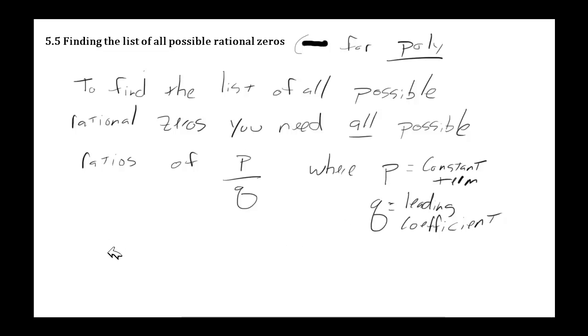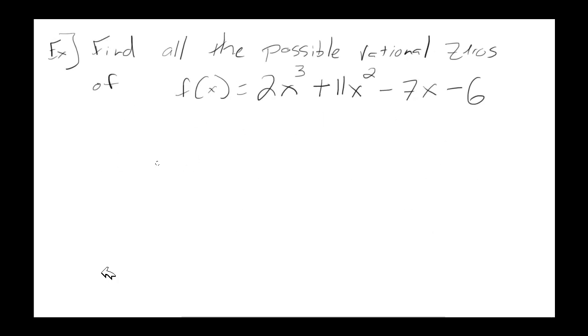So we're going to take a look at one example of how to do this, and then I think you should have the idea. Okay, so here's our example. We're going to find all the possible rational zeros of this polynomial. So I have f of x equals 2x cubed plus 11x squared minus 7x minus 6. So here I have a polynomial, and this is of degree 3.